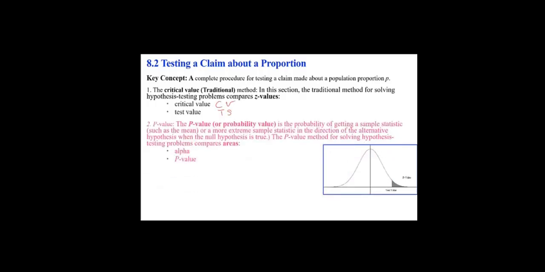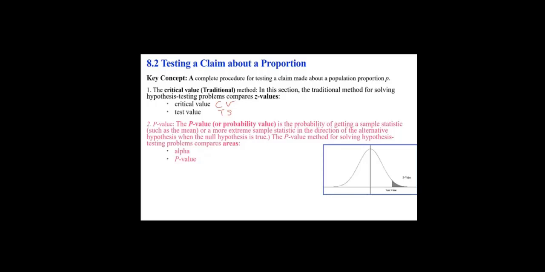So testing a claim about the proportion, we've already started it. A complete procedure for testing a claim made about the population proportion is discussed here. Number one, the critical value or the traditional method. We've already seen that in this section. The traditional method for solving hypothesis testing compares z-values for CV, the critical value, and TS, the test statistic. Comparison of two numbers. The second method involves the p-value.